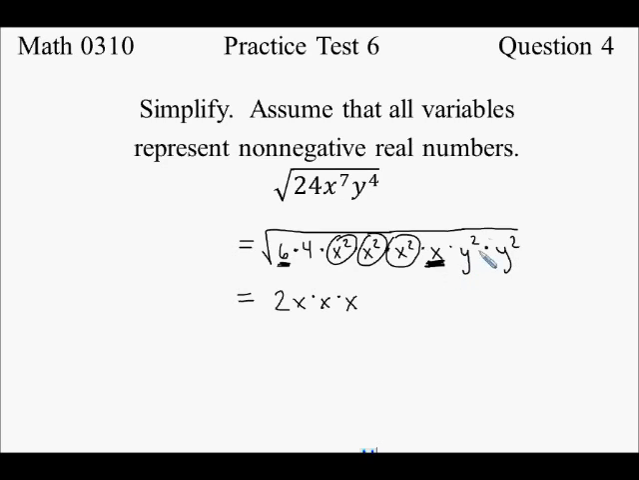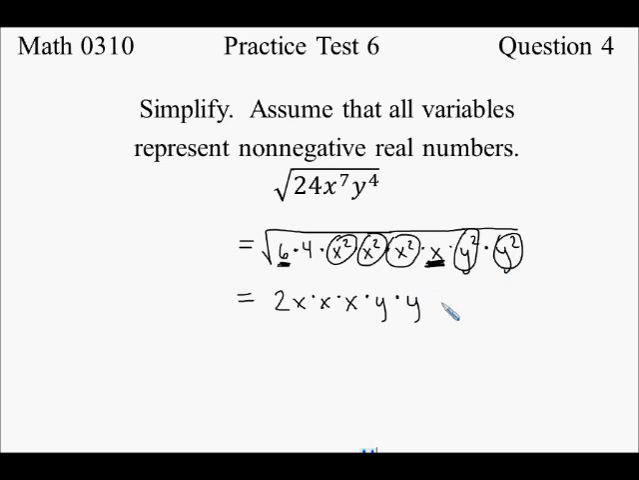The next one, y squared, is a perfect square, and we say, well, what times itself gives us y squared? And the answer is y. And so since that's a perfect square, that comes out as y. And now this last y squared, same thing there. This is y times y. So we can pull y out.